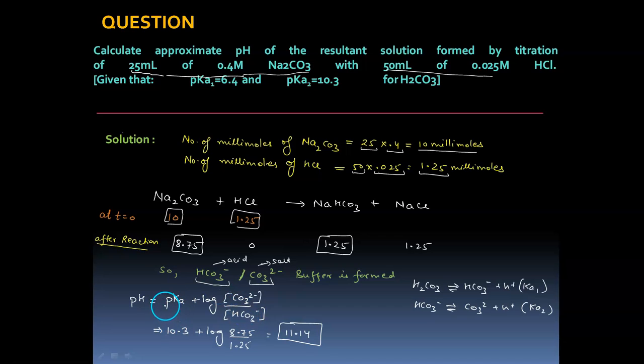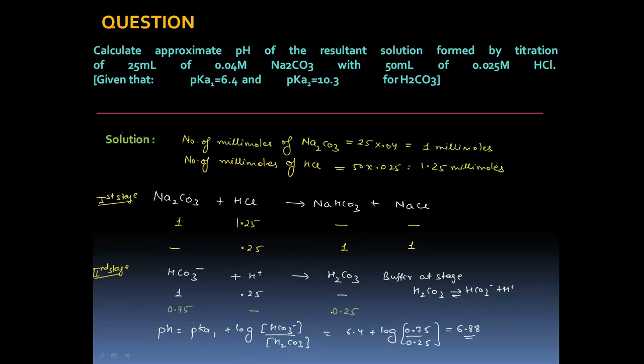Now what do I put in terms of pKa? We can see that the buffer is established in the second reaction, the second stage. Therefore I will take pKa2 as the pKa value over here. So if I put 10.3 plus log concentration of salt upon acid, I get the answer as 11.14.